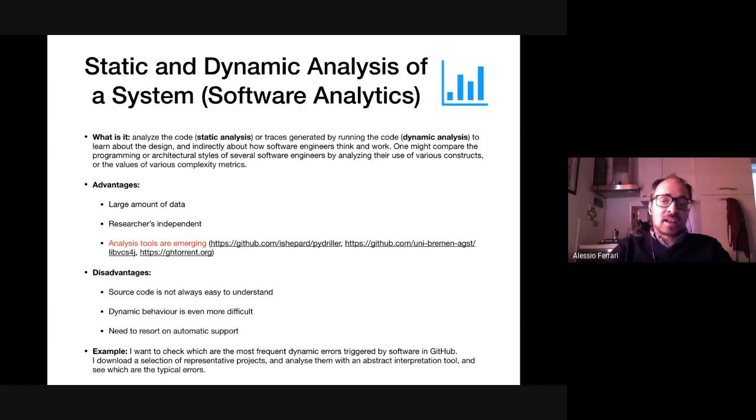The disadvantage is that source code is not always intuitive, and is often understood just by the person who wrote it. And the dynamic behavior is often even more difficult. Okay, and for this type of thing you always need to resort to automatic support. While for natural language reviews or any type of document, if the documents are many, you may use the support of automated techniques, but you can also read the information by yourself. In this case, in most cases, since the data are many, you need to resort to automated support.